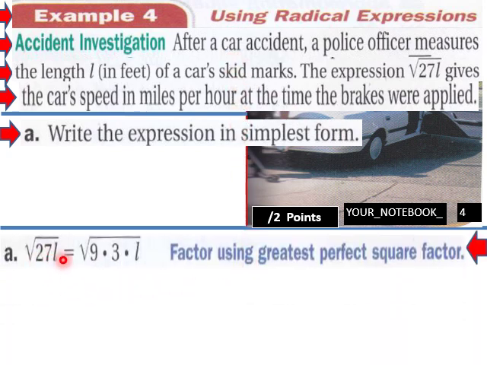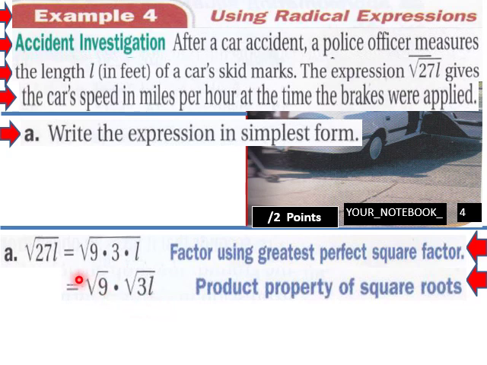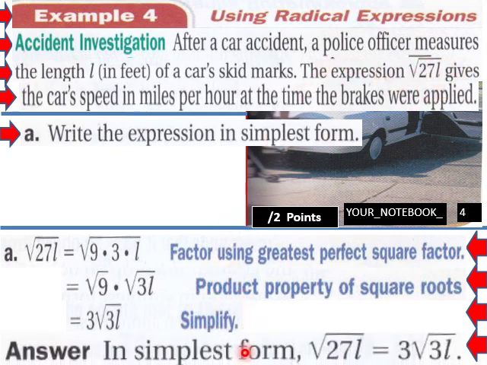So radical 27L will be the same thing as radical 9 times 3 times L. Factoring using the greatest perfect square factor, which would be 9. So radical 9 times radical 3L, product property of square roots. And then this will become 3 times radical 3L. That'll be a simplification of this expression. So the answer in simplest form of radical 27L would be 3 times radical 3L.